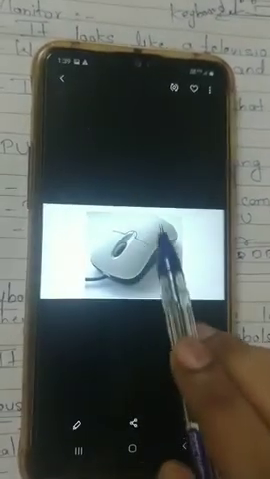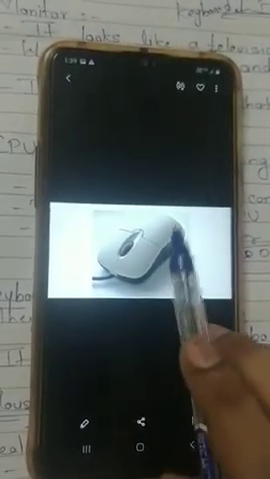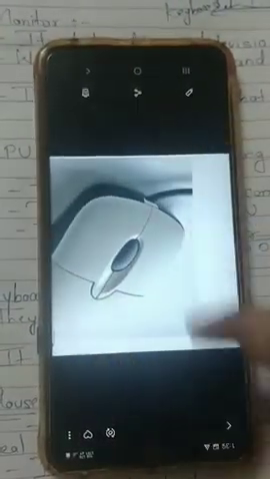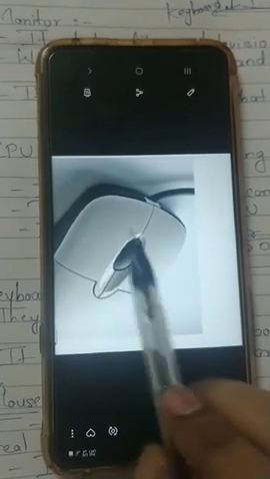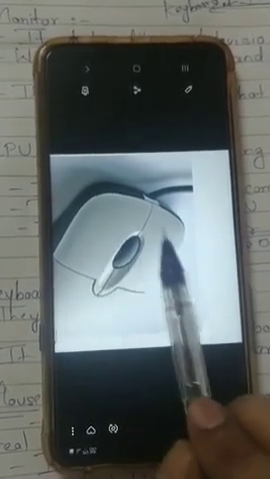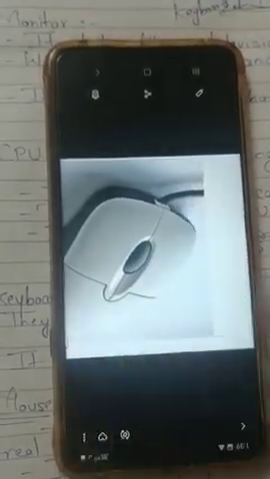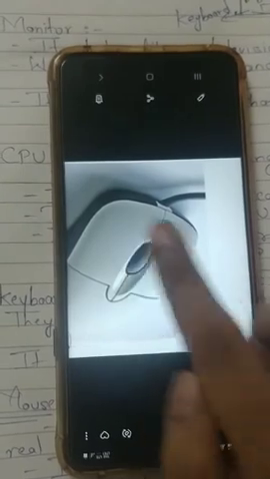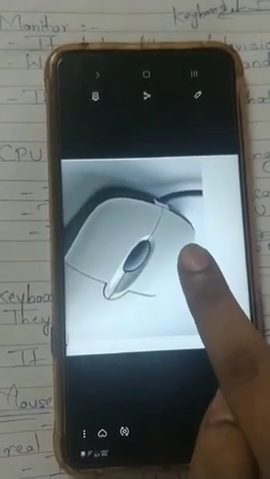Okay, what is this one? Computer mouse. And see in this, what are these? Two buttons are present. Here it is the left button and the right button. How many buttons are present in this mouse? There are two buttons. This one is the left button and this one is the right button.